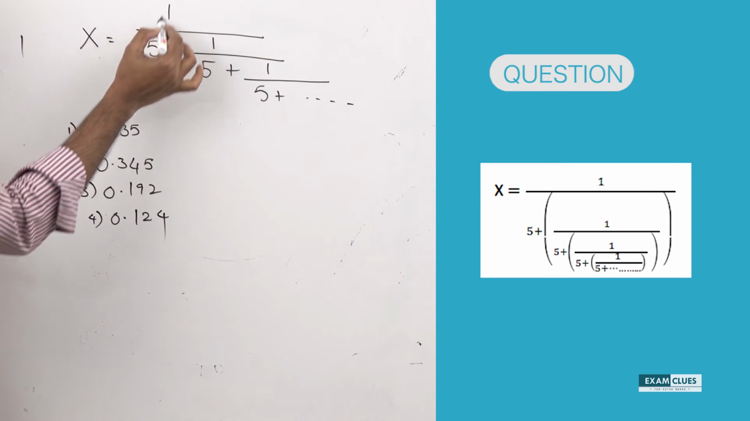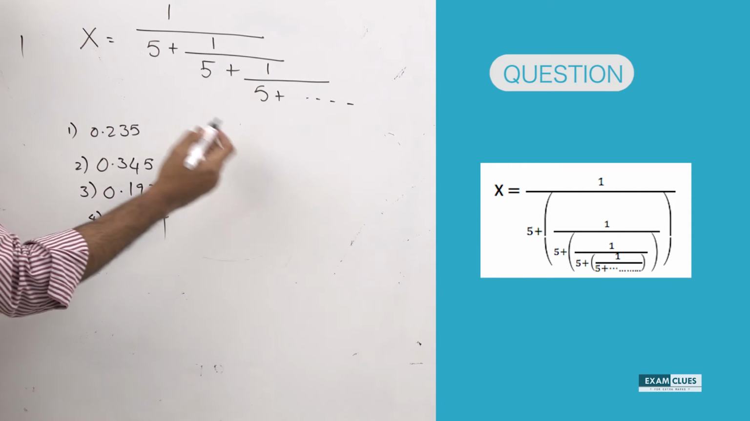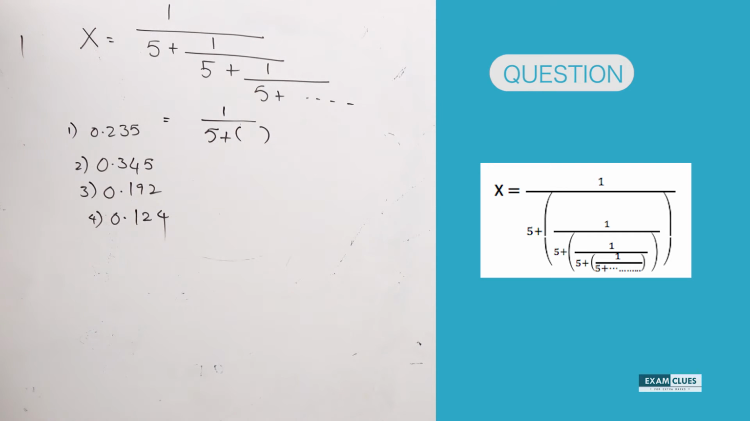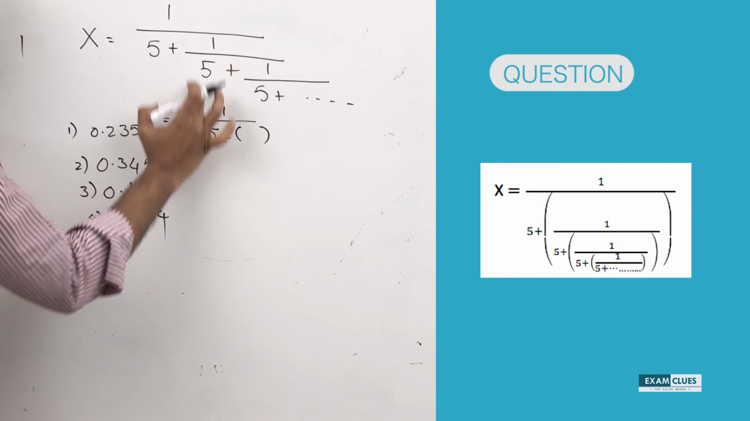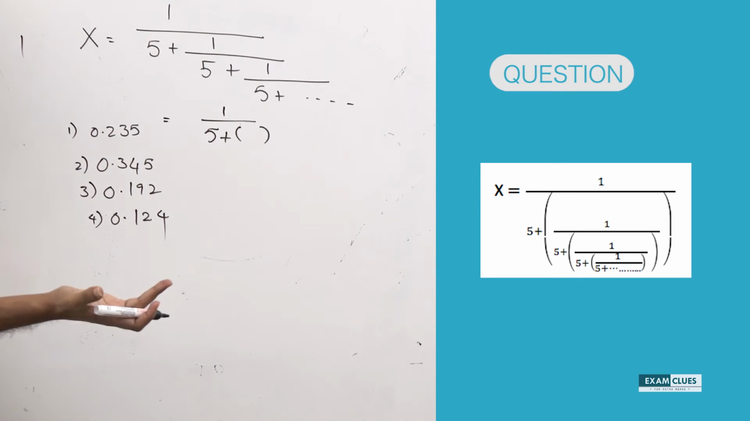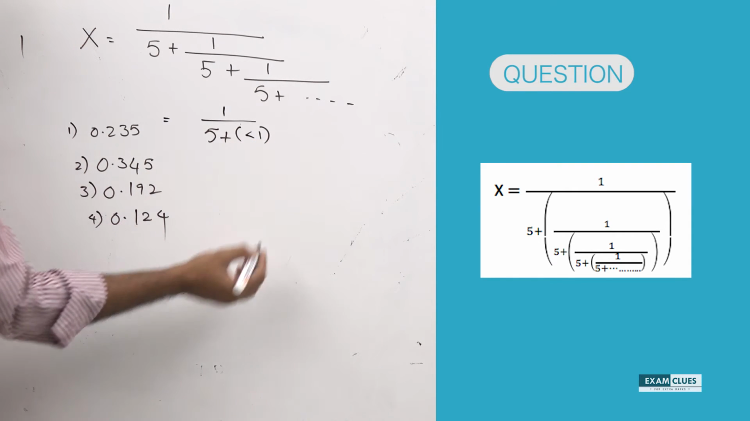X is equal to 1 by 5 plus something, it keeps going. I am just writing this as 1 by 5 plus something positive. But what is this positive value? Can it be more than 1? No. Can it be negative? No. So it is always less than 1, that is for sure.